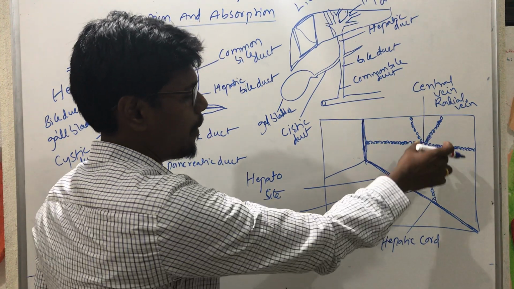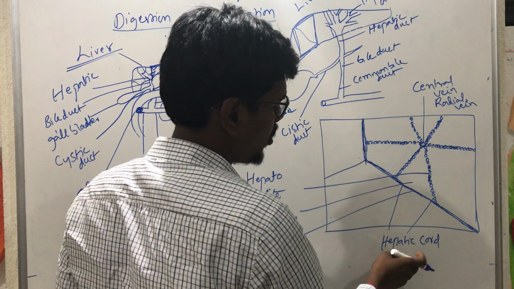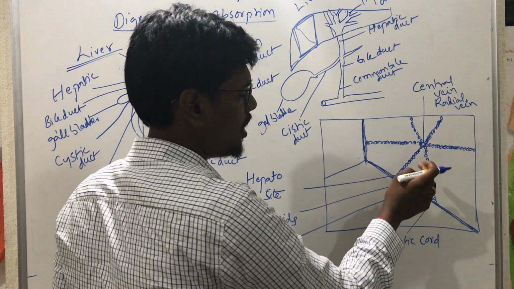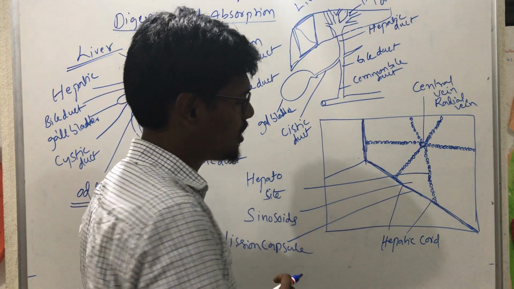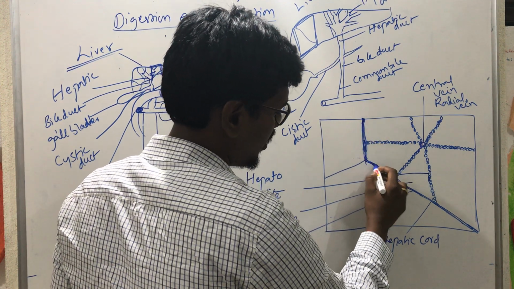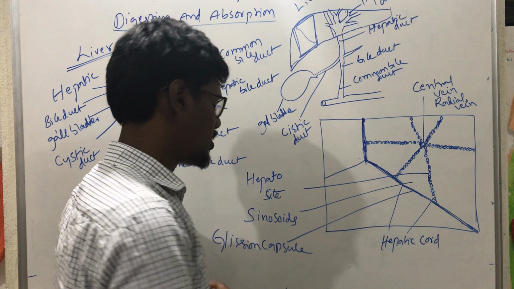Okay, this is called the hepatic cord. These cells are hepatocytes. The empty place in the middle is called sinusoids. The membrane wall is called Glisson's capsule.